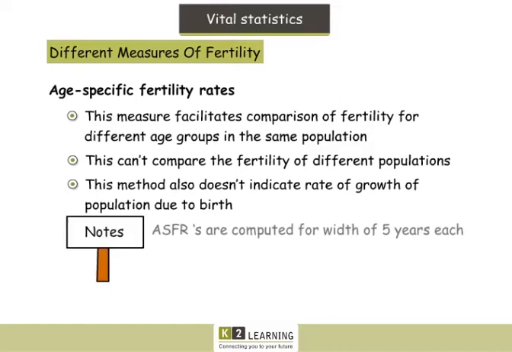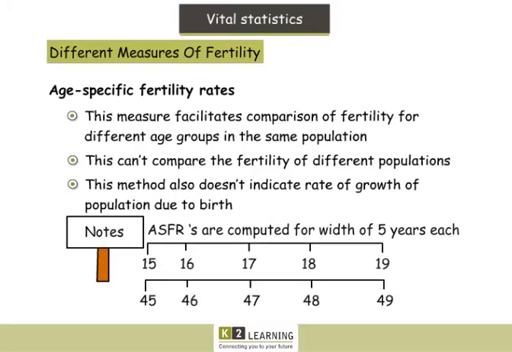Note here that if the ASFR are computed for width of 5 years, such as 15 to 19 or 45 to 49, the ASFRs are called quinquennial ASFR.